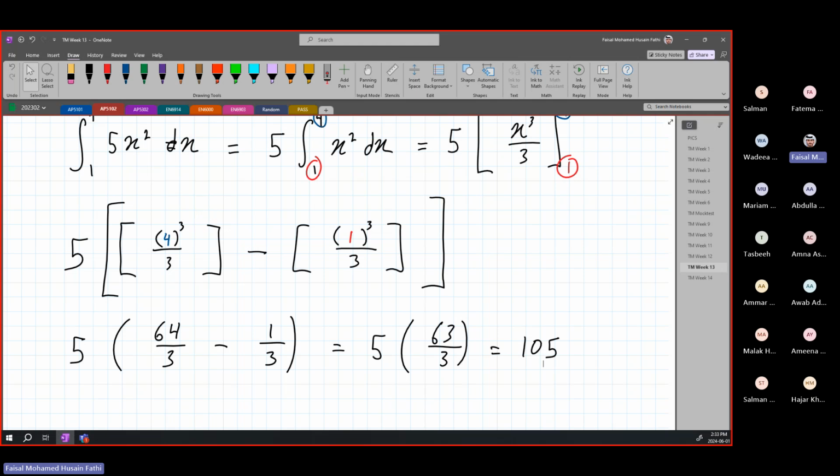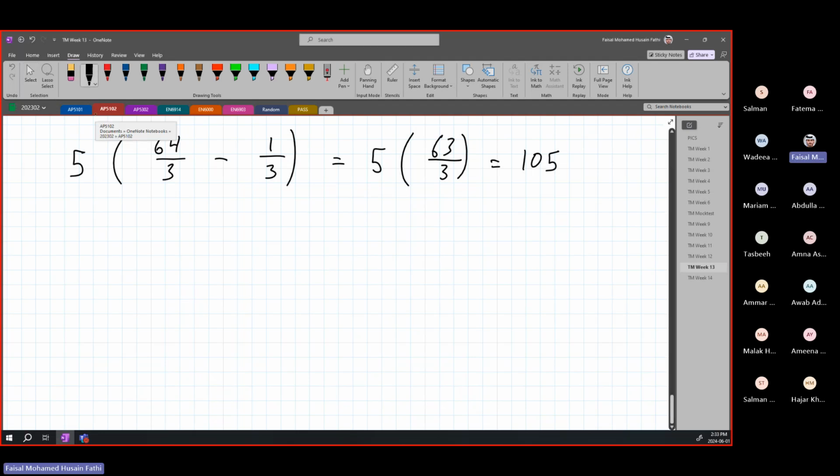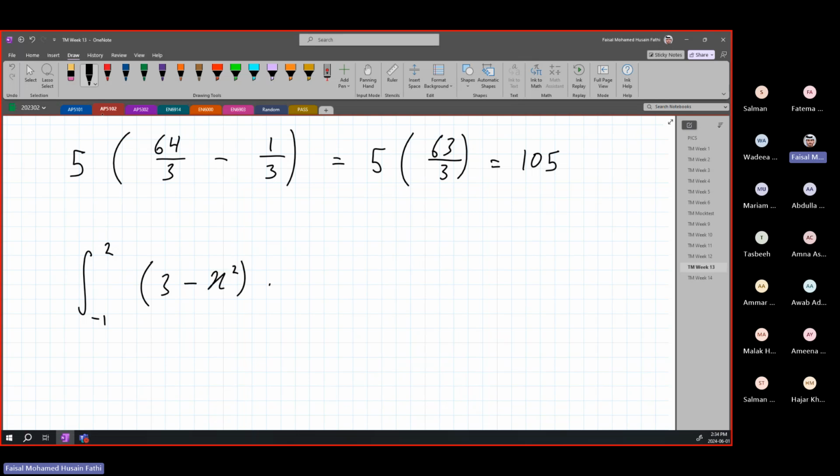All right. Let's look at another example. Let's say we have, let me see here. All right. Let us do from 0 to 4 of 2. Actually, no, I don't want to use this one. This one's very easy. Let's do this one. Integration from -1 to 2 of 3 minus x squared dx.